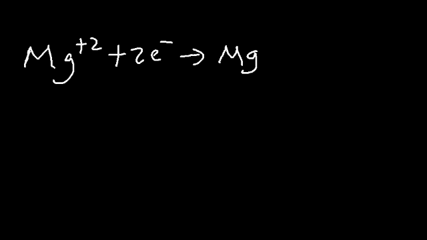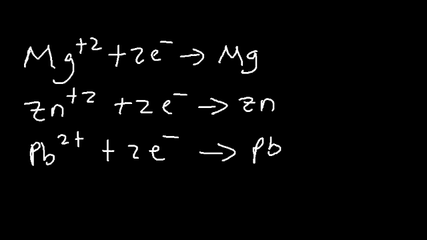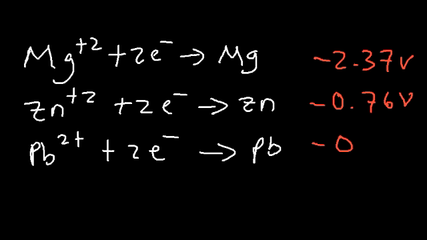So let's try another example problem. So Mg2+ plus 2 electrons will turn into Mg, and Zn2+ plus 2 electrons is going to turn into zinc, and then Pb2+ plus 2 electrons will turn into Pb. Now for magnesium, I believe the cell potential is around negative 2.37, and for zinc, negative 0.76, and for Pb, something like negative 0.13 or 0.14.